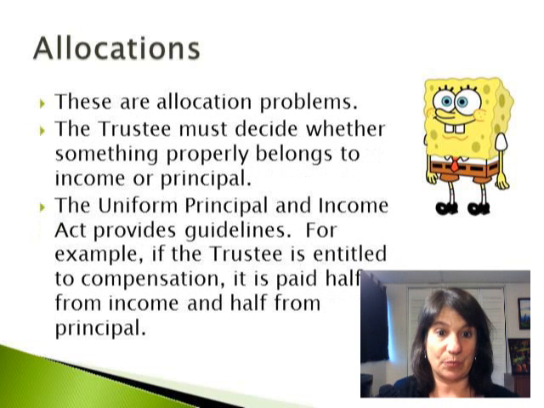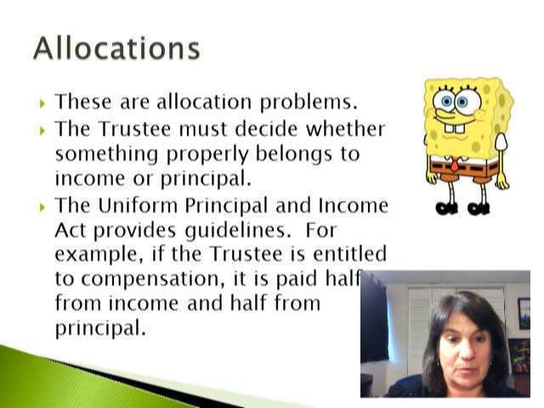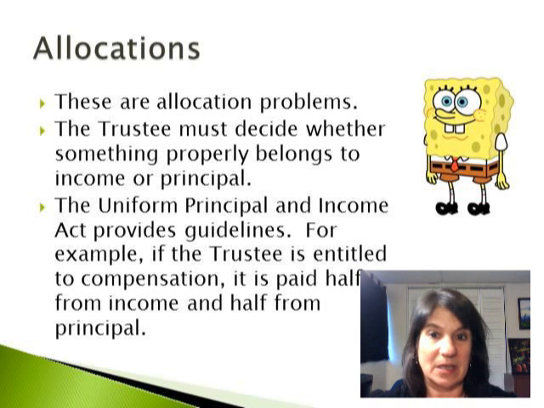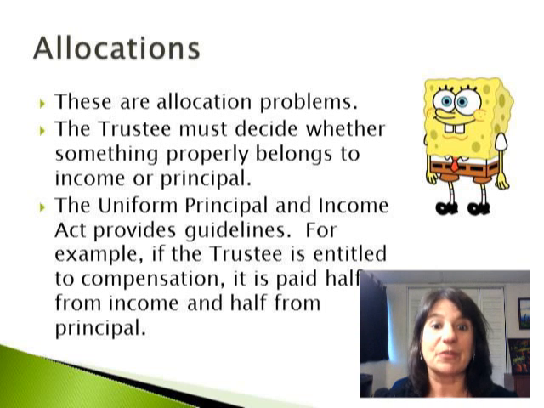These are allocation problems, right? Does something coming in go into income, or does it go into principal? And something going out, what does it come from? The trustee has to decide this if the trust hasn't made it really clear. Now, the Uniform Principal and Income Act provides useful guidelines. For example, the trustee's compensation is entitled to be paid half from income and half from principal, if the trust doesn't tell us something different.